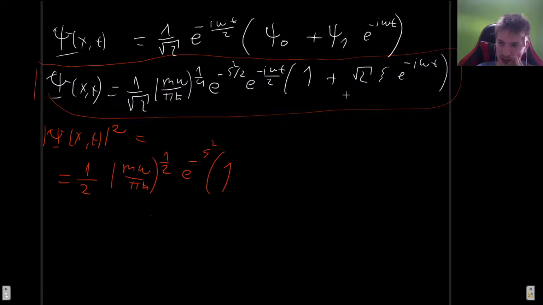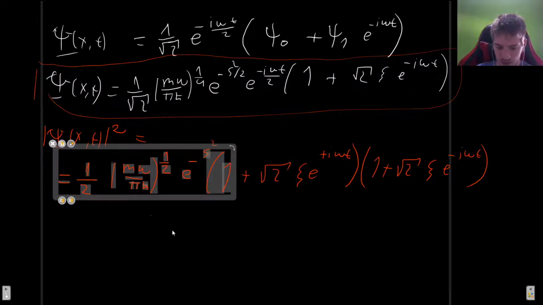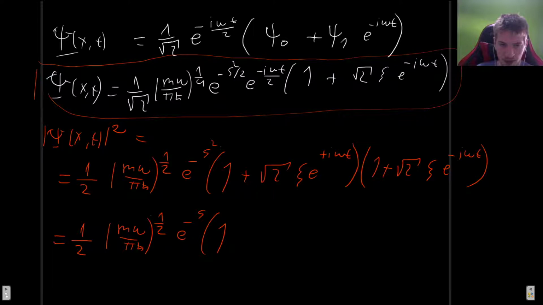So let's first write down the conjugated version. So we get (1 + √2 ψ e^(+iωt)). And then we have to multiply by the regular version, which is just (1 + √2 ψ e^(-iωt)). And now we go ahead and multiply these parentheses.